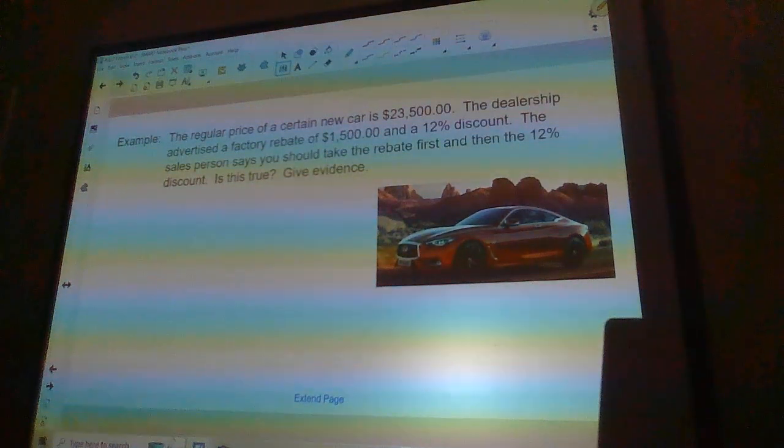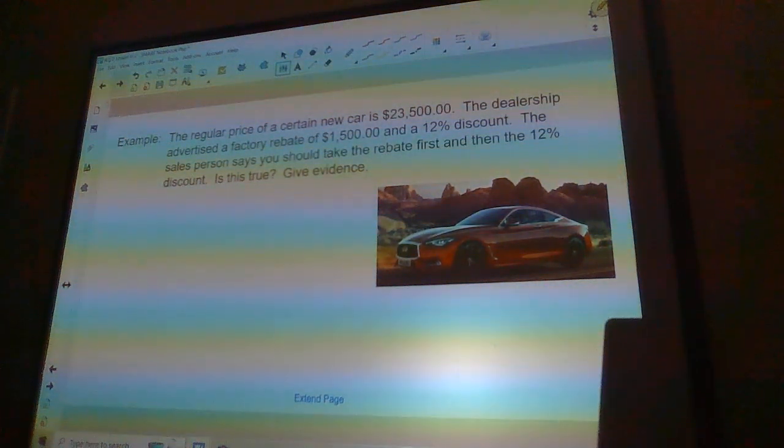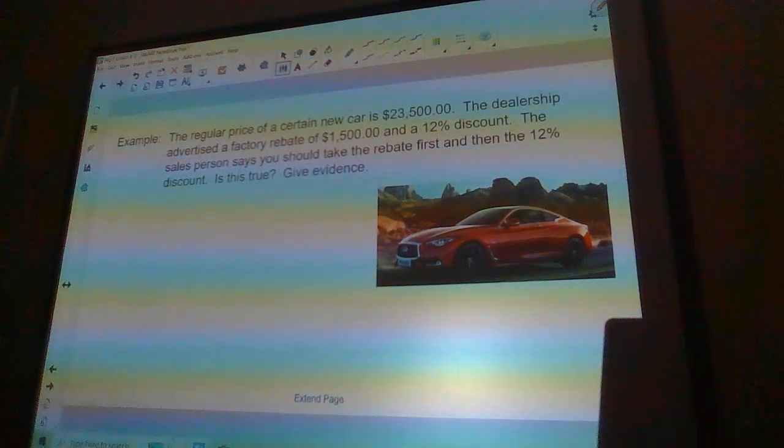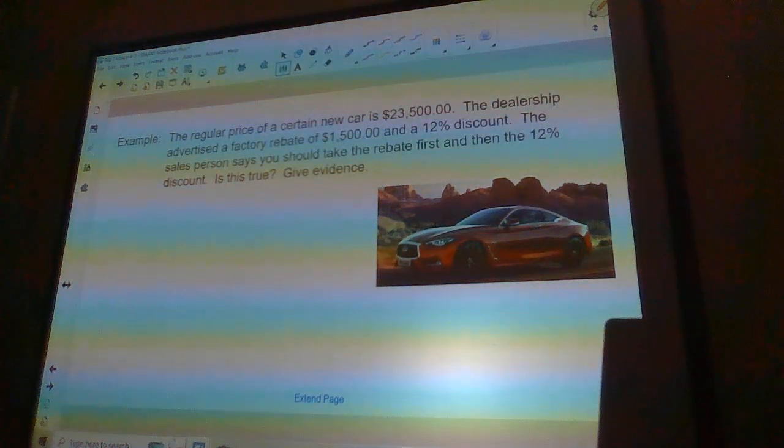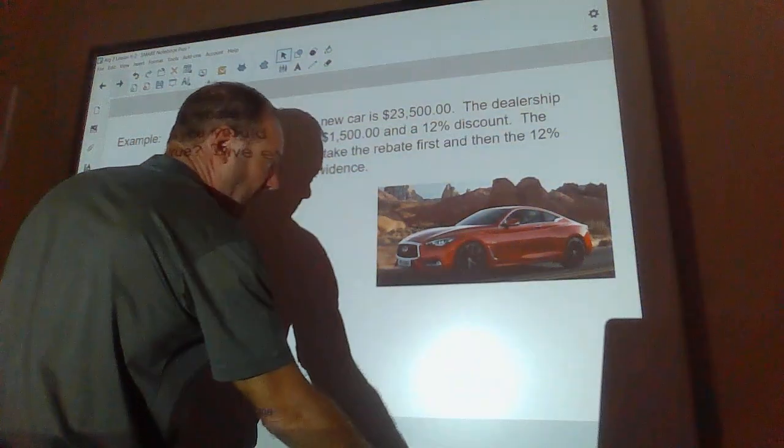Okay. The regular price of a certain new car is $23,500. The dealership advertised a factory rebate of $1,500 and a 12% discount. The salesperson says you should take the rebate first and then the 12% discount. Is this true? Give evidence. Okay. So what would that mean?